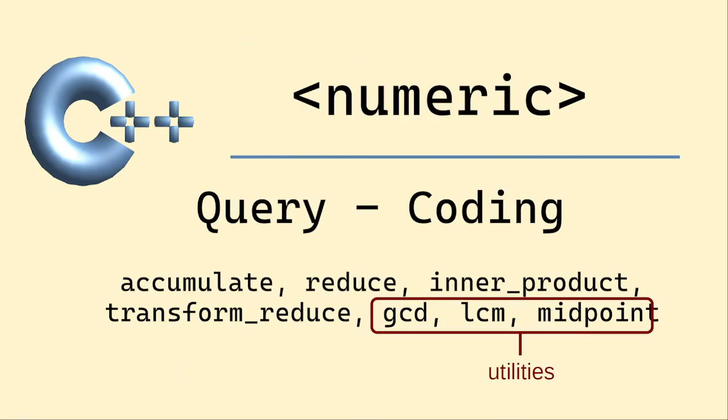Let us learn these query algorithms through coding. We consider accumulate, reduce, inner product, transform reduce, GCD, LCM, midpoint. GCD, LCM, midpoint are utility functions that are available through the numeric library that can be useful in the use of another STL algorithm. So they are not algorithms themselves, but they are utility functions that are useful for the algorithms.